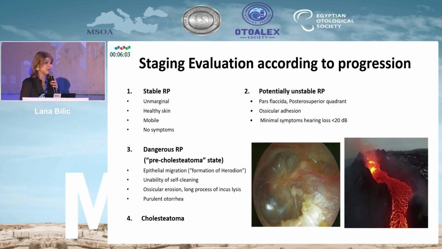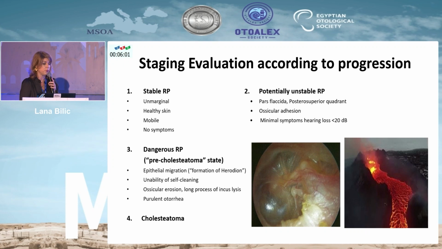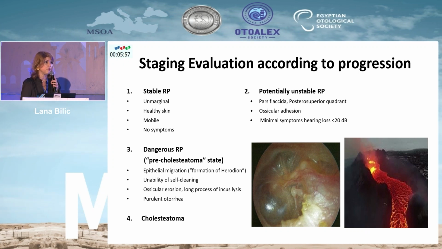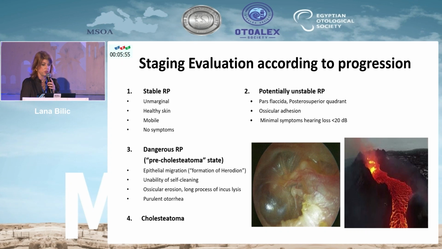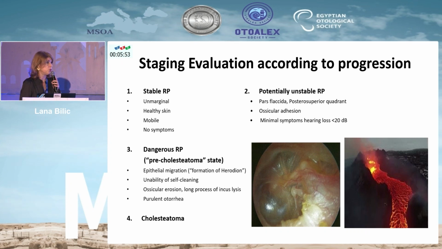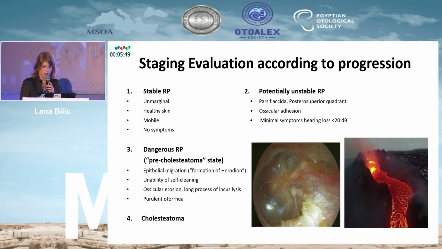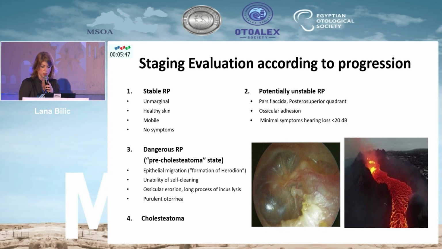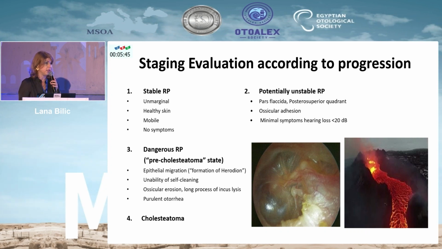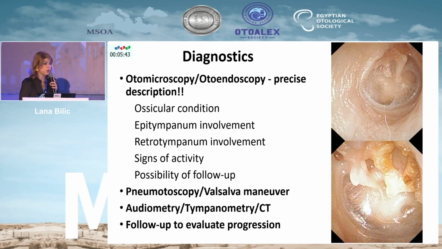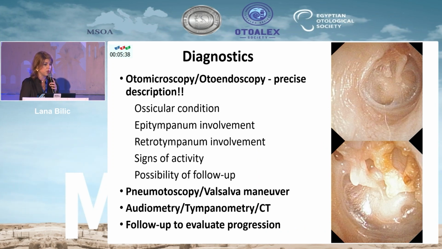But mainly we disagree in this stage 2, which is very important in children, as its posterior superior quadrant is usually very frequently involved in children, then ossicular adhesion without lysis, and also minimal symptom hearing loss, less than 20 decibel, which is also interesting in children because sometimes that can be normal hearing in children. So what we do in our clinic, we always perform diagnostics by automicroscopy, autoendoscopy.